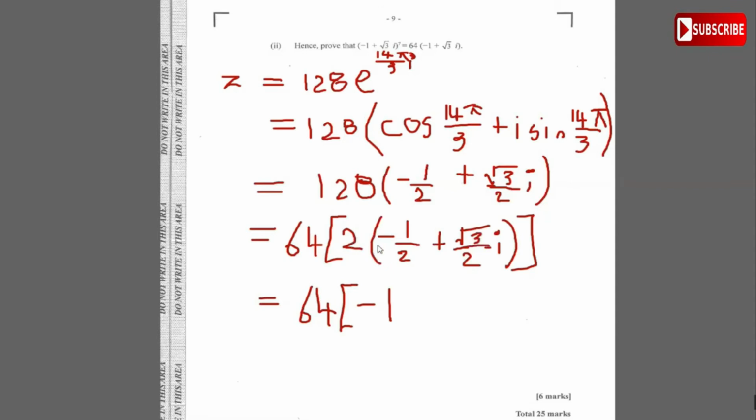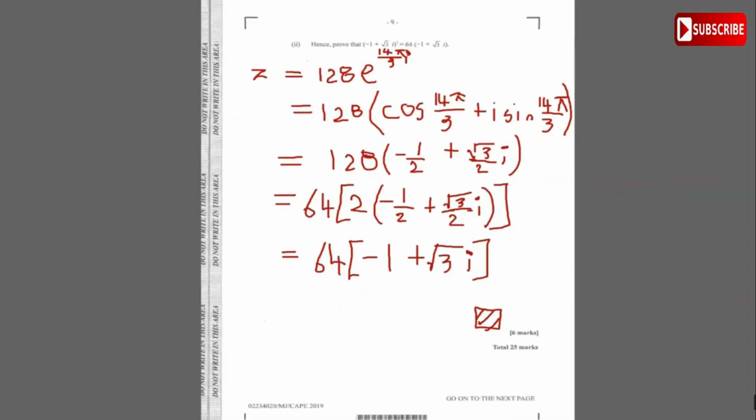And then you finally work this out now. This 2 cancels this 2, you get plus root 3 times i. Nice and easy, solved. This concludes this question. Proven. So all of this is now proven. Nice.